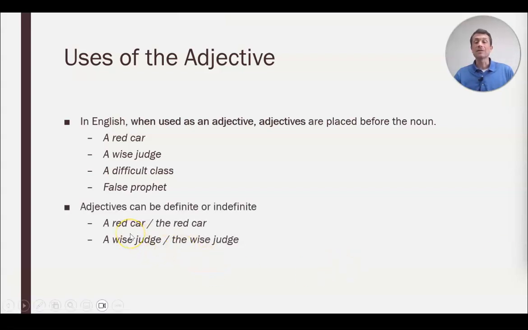Adjectives in English can be either definite or indefinite. You only use one article for the whole phrase, including the adjective. So you have a red car or the red car. A wise judge or the wise judge. You don't say the wise, the judge. You don't use 2 articles in English. We just use 1.